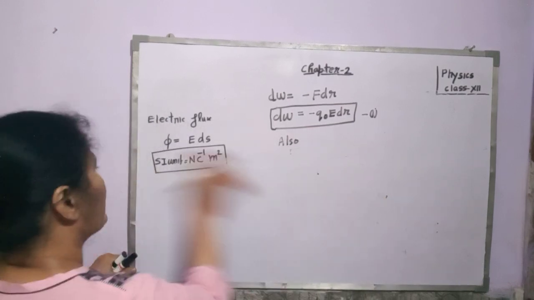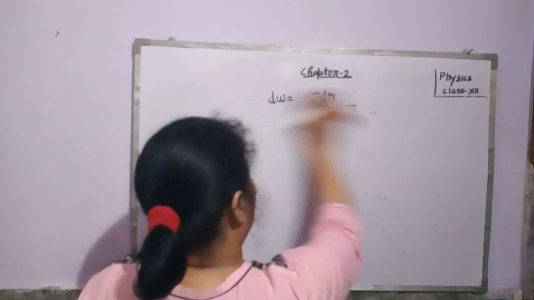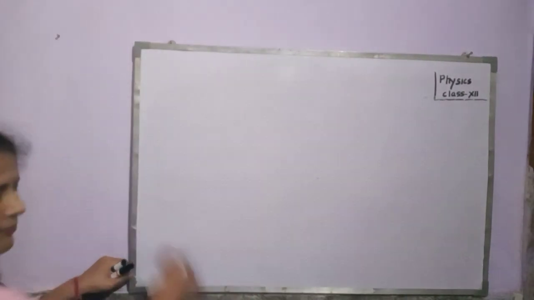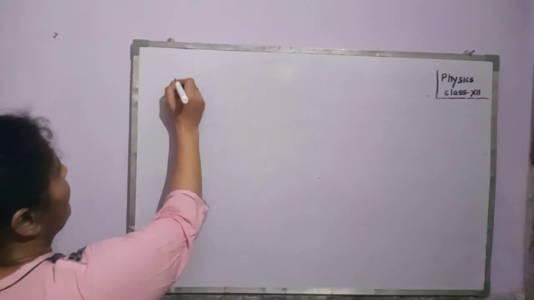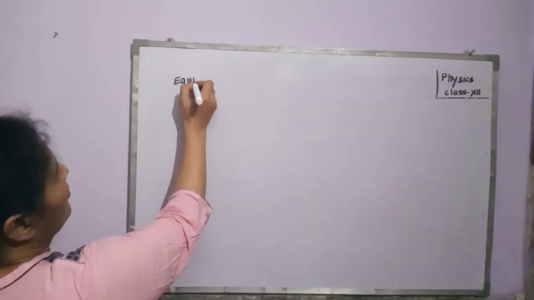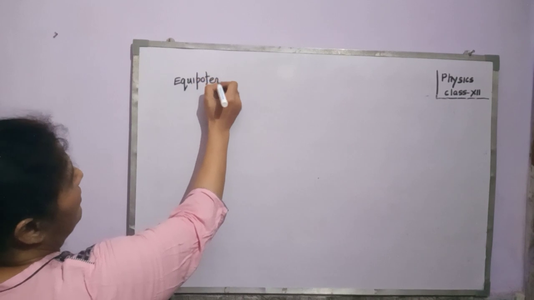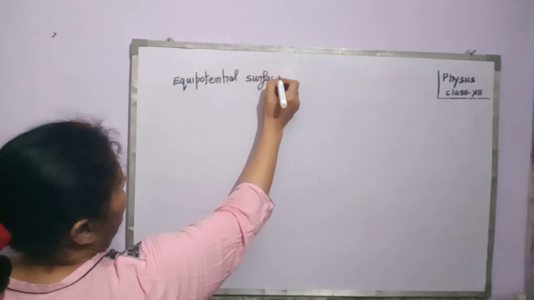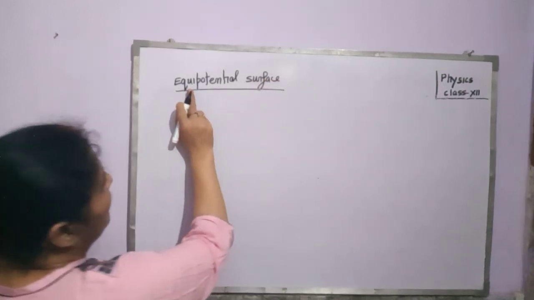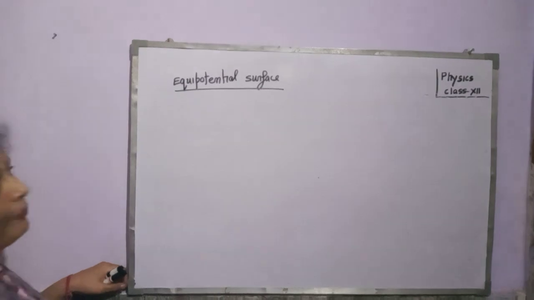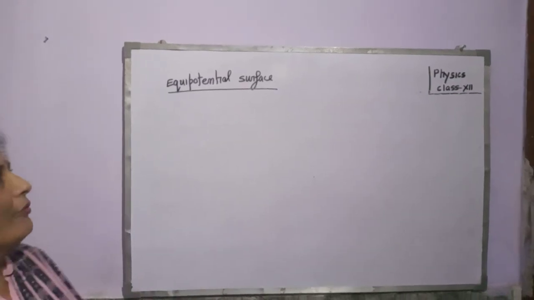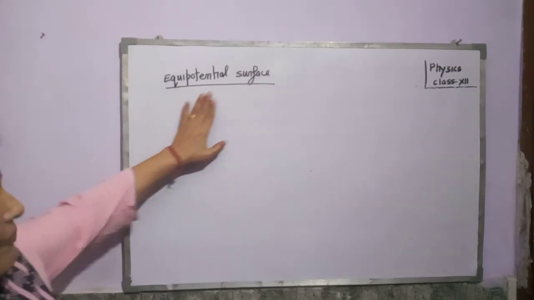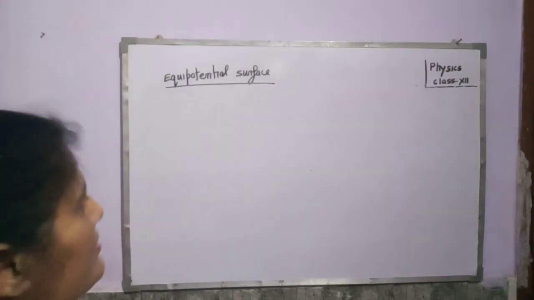Now the next topic is equipotential surfaces. Equipotential, that means equal potential. Equipotential surfaces. You can write it here also: equal potential on surface. That means a surface at every point of which the value of the electric potential is the same. That surface is known as the equipotential surface.